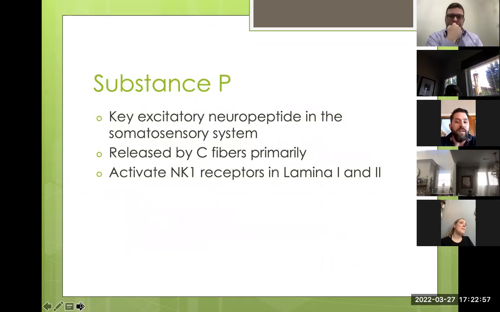Substance P is your key excitatory neuropeptide in the somatosensory system. It's released primarily by C fibers and activates neurokinin receptors in lamina 1 and lamina 2, your substantia gelatinosa.